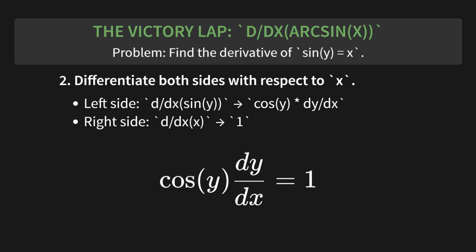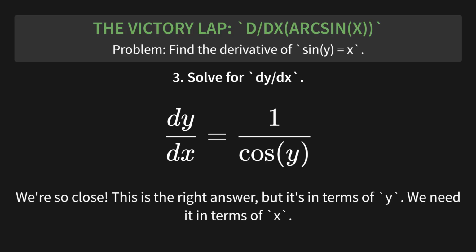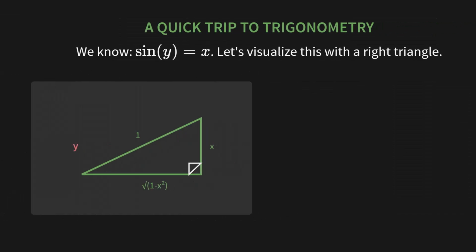Step 3. Solve for dy/dx. We just divide by cosine of y. We get dy/dx equals 1 over cosine of y. We're so close. This is the right answer, but it's in terms of y. We need it in terms of x. Time for a quick trip to trigonometry.